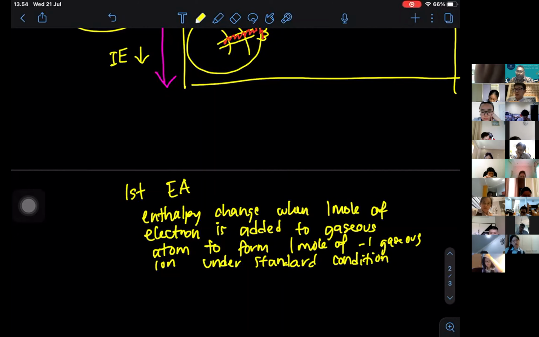A2 only. In the past, they have asked in the A2 paper: what is the standard enthalpy of formation? What is the definition of lattice energy? Very common, lattice energy. What is the definition of ionization energy? What is the definition of first electron affinity? It's very, very common.